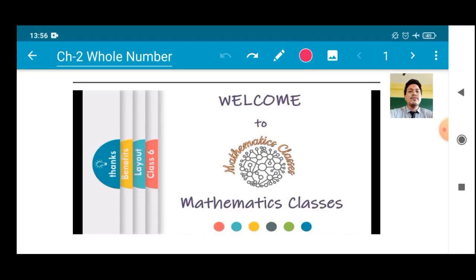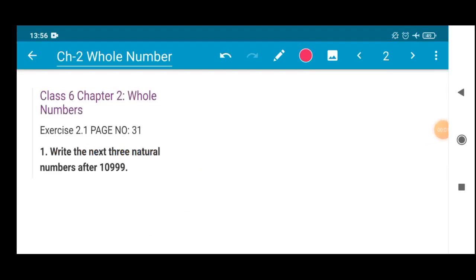So let's start solving question number 1 of exercise 2.1. Here we have question number 1 from exercise 2.1, which is on page number 31 of your maths NCERT. It states: write the next 3 natural numbers after 10,999. Okay, so after 10,999 you have to write 3 natural numbers.